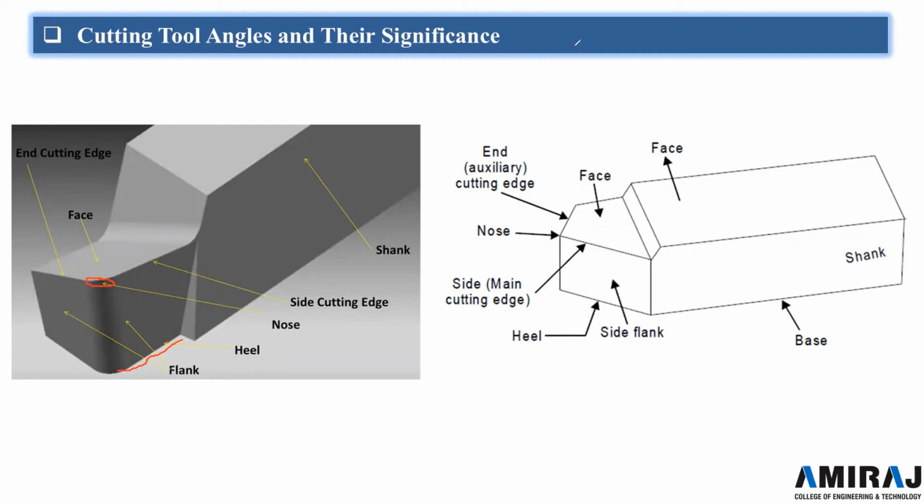Here there is one simplified diagram you can use to draw as well. The top portion of this tool is called the face, then this is the shank part, and the bottom one is the base. This is the side flank, and on the other side there will be the end flank. This edge is called the end cutting edge, and this one is called the side cutting edge. The point where the end cutting edge and side cutting edge meet is called the nose, the top portion is called the face, and the bottom one is called the heel.